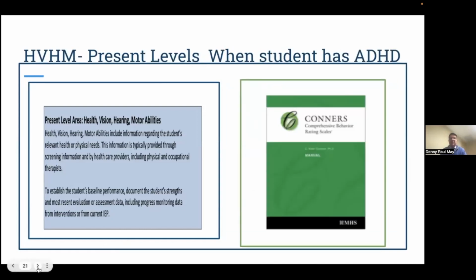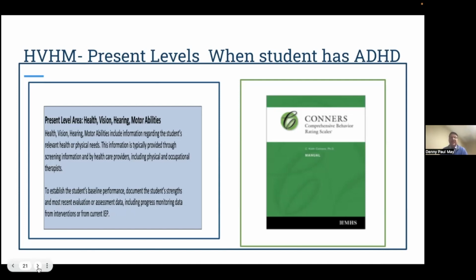But in most cases, when we are looking at the health, vision, hearing, and motor, the HVHM present level, and the student has ADHD, we need to have data come from a Connors rating scale or a BASC. We need to have some data that speaks to their inattentiveness, their lack of muscle control, whatever it might be that's keeping them, not lack of muscle, but their vitality.